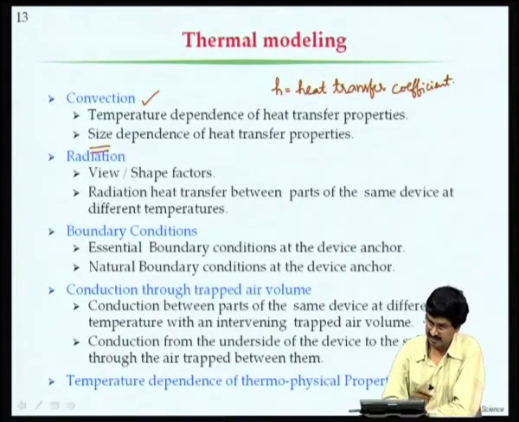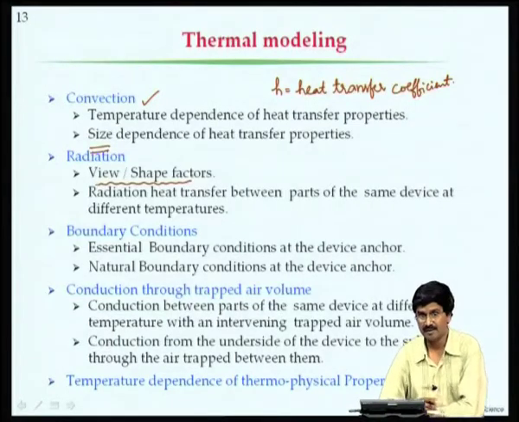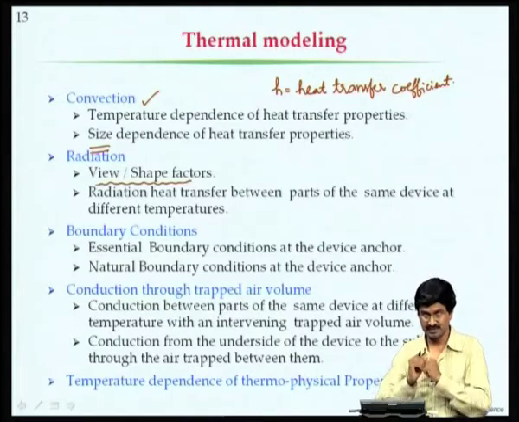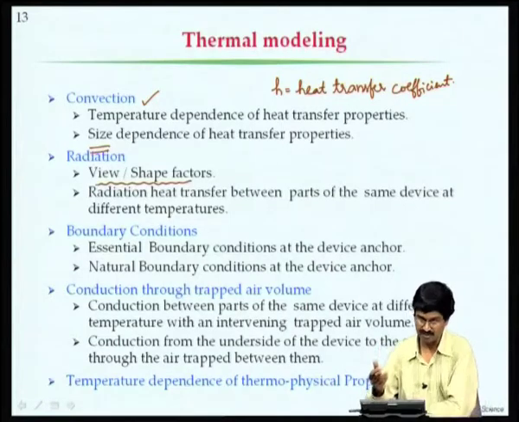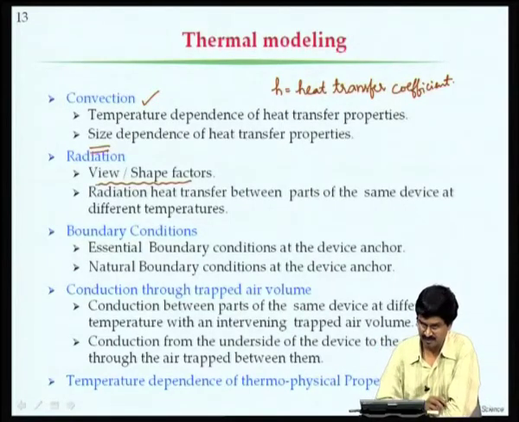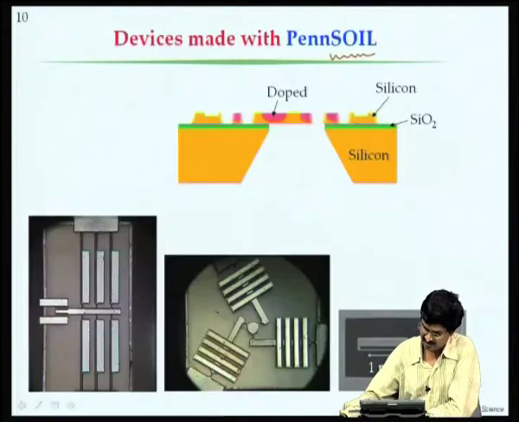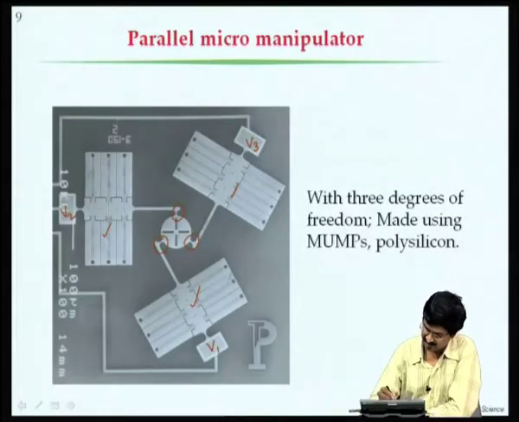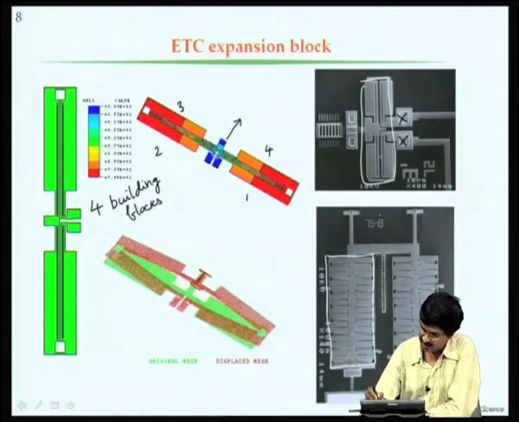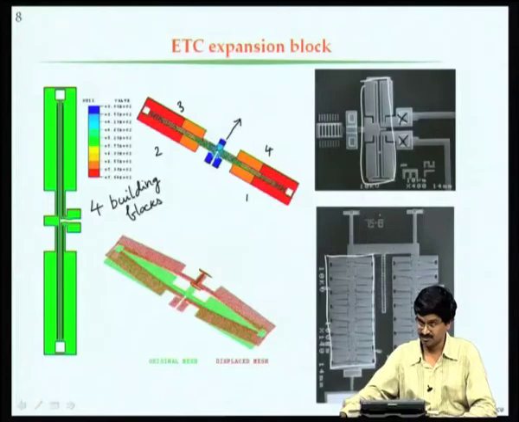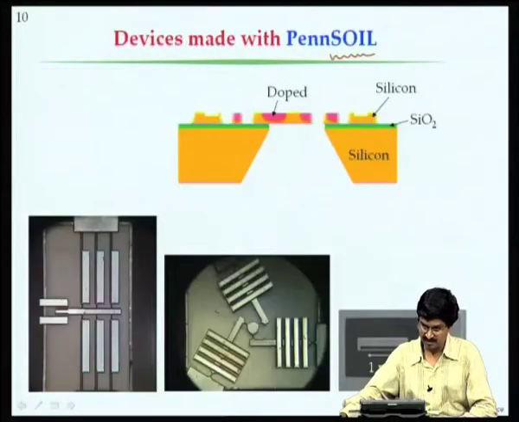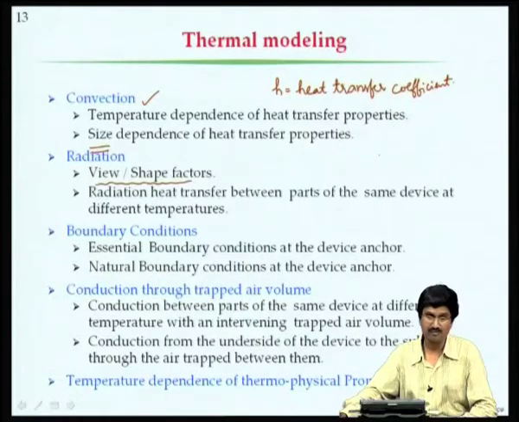And then the radiation. In radiation, there is this concept of view factors or shape factors, depending on how the surfaces are oriented relative to each other, and how heat goes from one to the other or to the surroundings based on the radiation properties. And sometimes in a narrow structure such as the one that we saw over here, there will be small gaps. So, radiation can take place from one surface of this device to another surface. So, it is going to be quite complicated to account for the radiation.